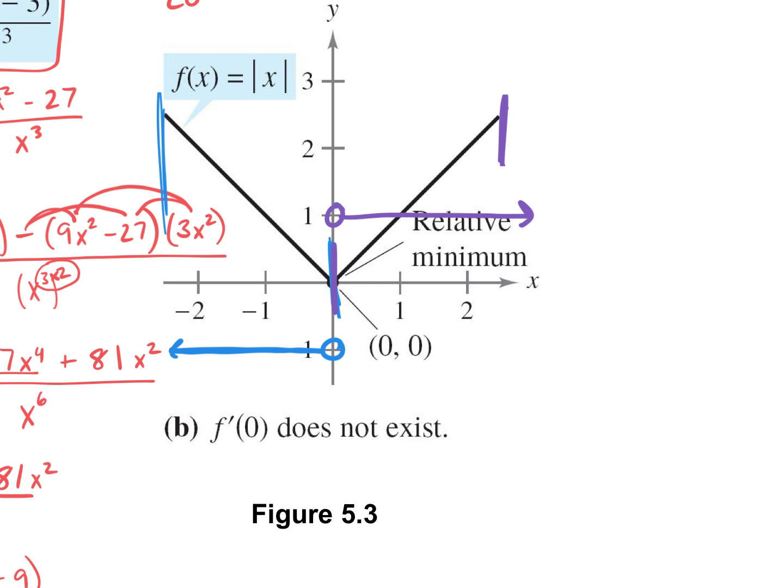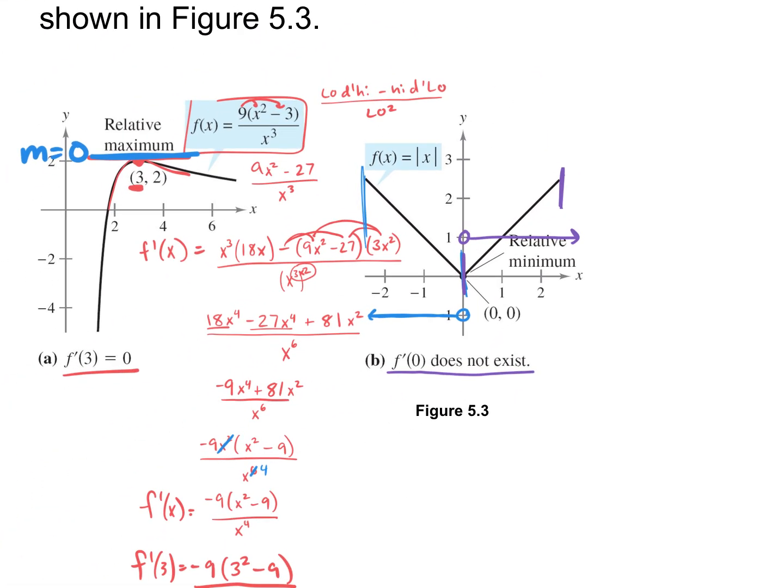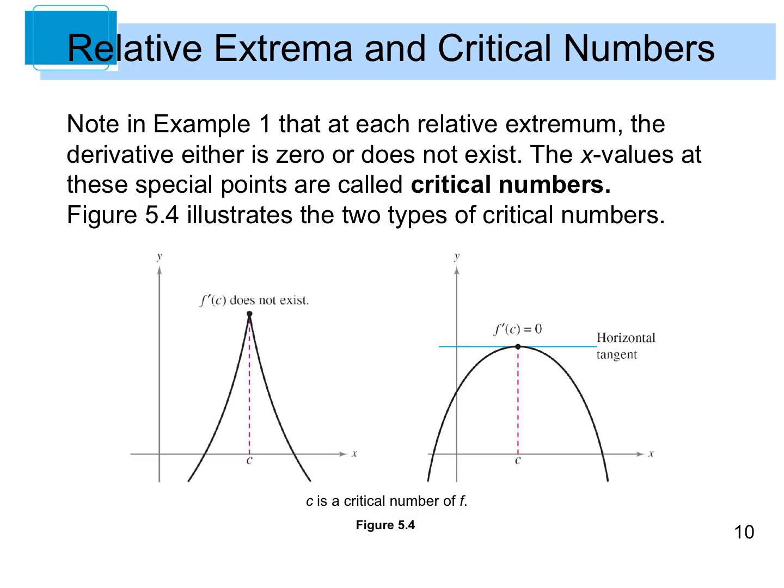So when we have a sharp turn, our derivative at that point is undefined. So it tells us here f prime of 0 does not exist. When it's a sharp turn, our derivative is undefined. So it says, note that in example 1, at each relative extremum, the derivative either is 0 or does not exist. The x values at these special points are called critical numbers.